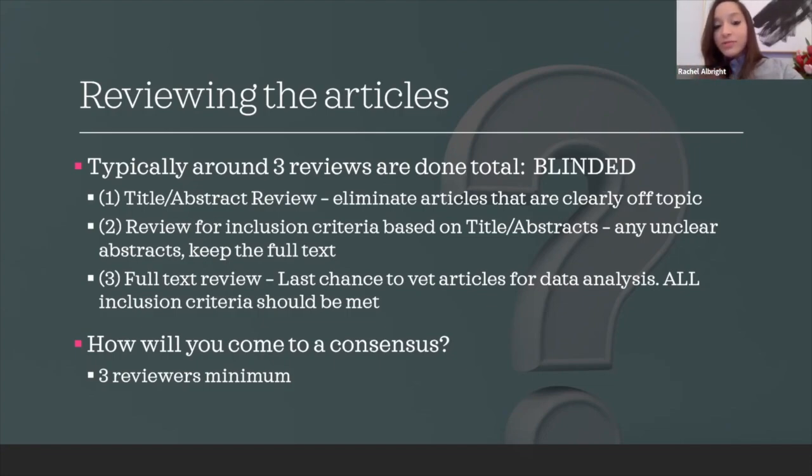The third review is your full text review. That is your last chance to vet these articles for inclusion in the data analysis. All of your inclusion criteria need to be met in order for studies in the full text review to make it on to the analysis phase. So how will you come to a consensus? Three reviewers minimum, okay? So two reviewers should review blinded, go through review 1, 2, 3, and then if they disagree on anything, a third reviewer is kind of like your tiebreaker.